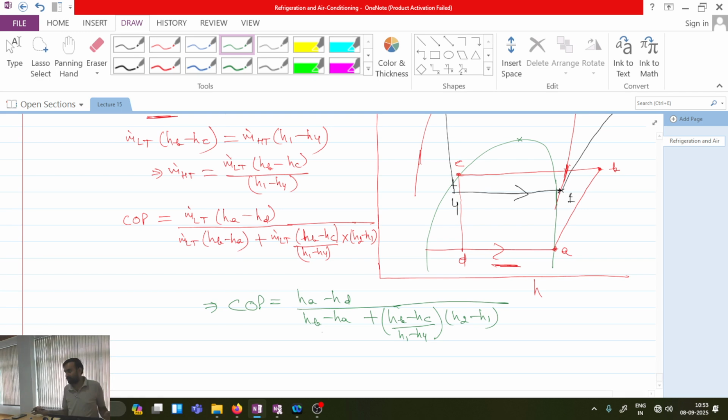Anyone is having any doubt? So right now whatever I have discussed, it's a simple cascade system in which both the LT and the HT cycles are actually standard cycles.